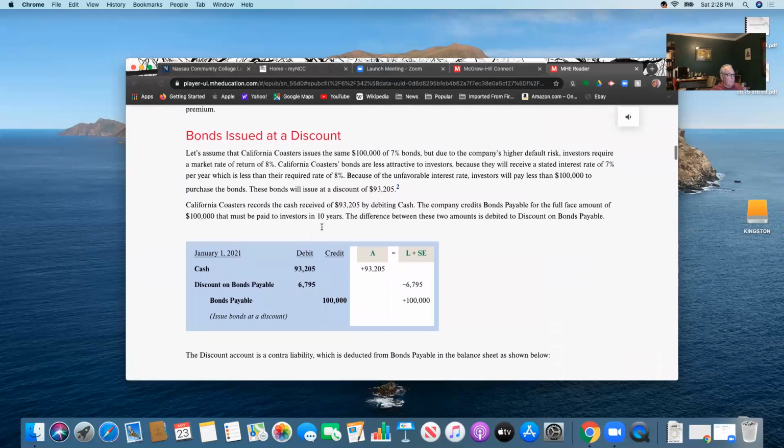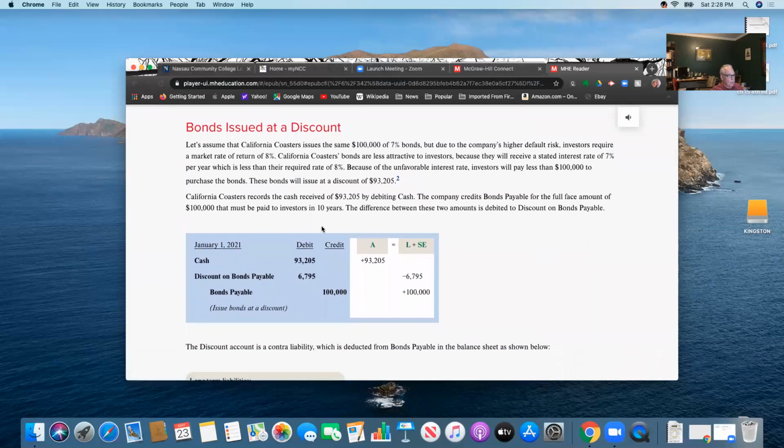Okay, now, sometimes bonds can be sold for below face value. So in this particular case, the bonds were sold for $93,205, but we have to pay back $100,000. These bonds are sold at less than face amount. The term for that is discount. These are bonds that were sold at a discount.